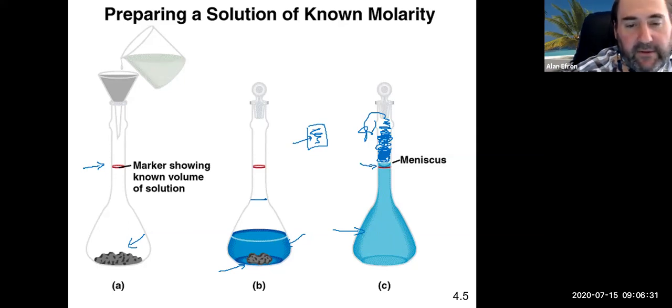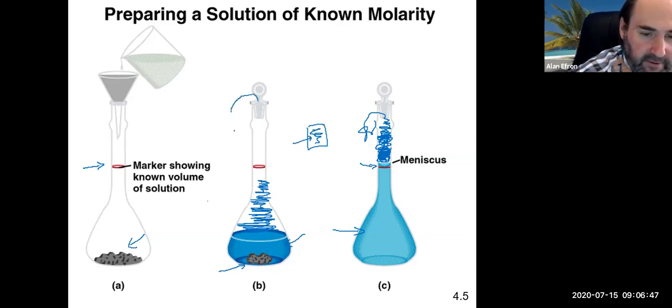Whenever you use these volumetric flasks, it's usually good practice to get the solid to dissolve down here. You can be pretty liberal with a wash bottle and some water. Then as you get close to that line, you usually want to use some type of dropper or something like that to really dial it in and get the water solution up to that line.